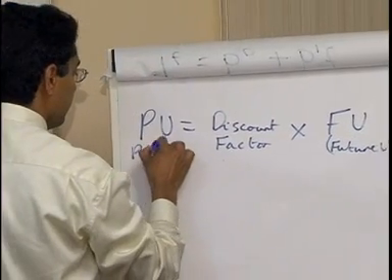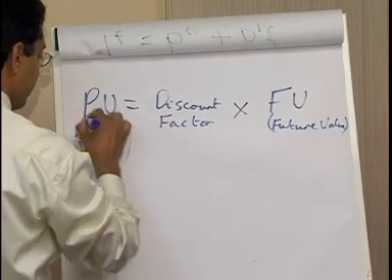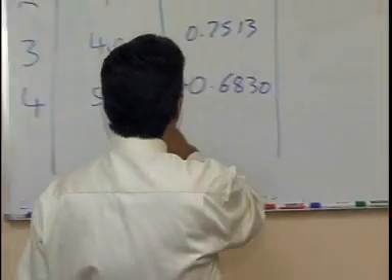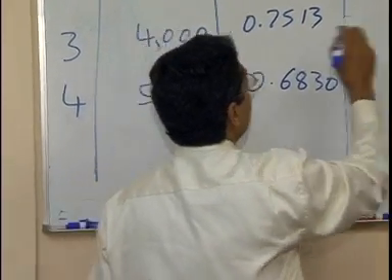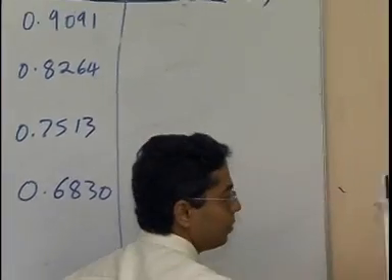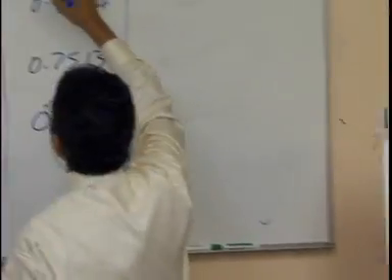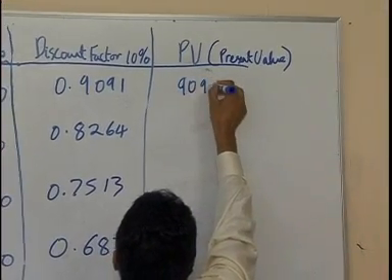PV means present value, and FV means future value. These are all future values. This is the value at the end of year 4, at the end of year 3. So in order to work out the present value, you multiply the discount factor by the future value. In this case it is 1,000 times this, which is 909.1.